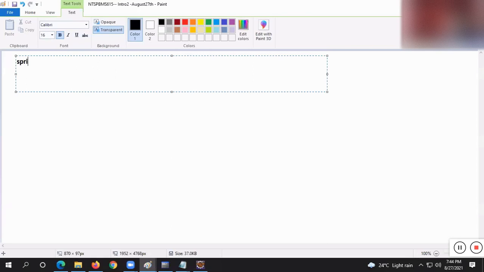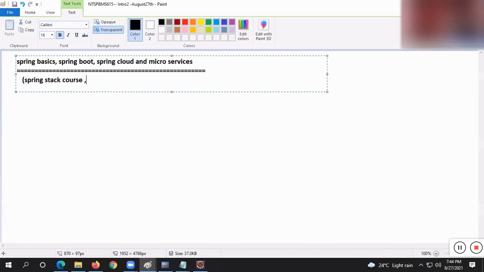The basic title is Spring Basics, Spring Boot, Spring Cloud, and Microservices. This is our course, guys. You can also call this course the Spring Stack course, or the Complete Spring course, or End-to-End Learning of Spring Framework.